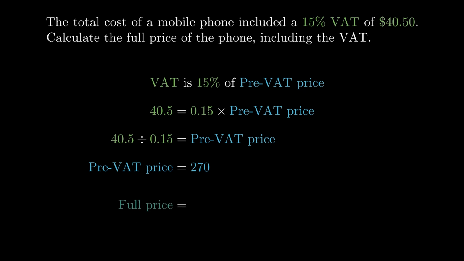Great. So what's the full price of the phone now, including the VAT? Well, we just need to take the pre-tax price and add on the tax of 40.5, and we get $310.50. So that's all there is to GST and VAT. They work the same way. It's really just carefully handling percentages and percentage increases, going both forwards and backwards with those percentage increases. So that's all for this one. Thanks for watching. See you around.